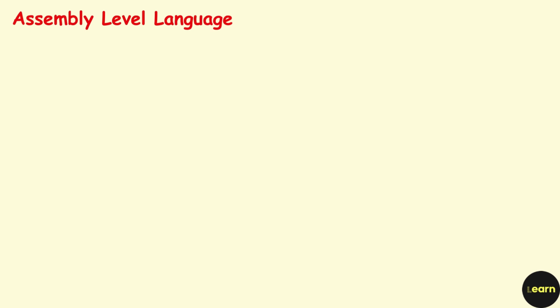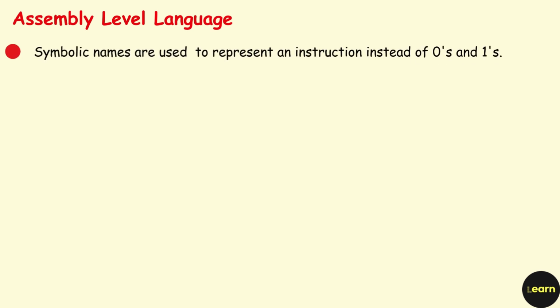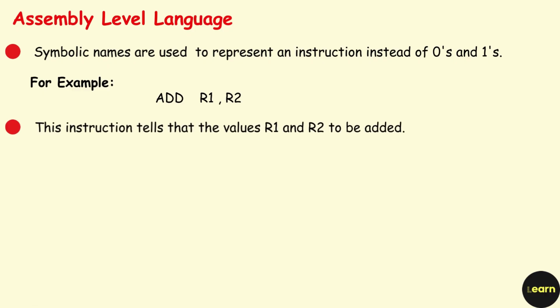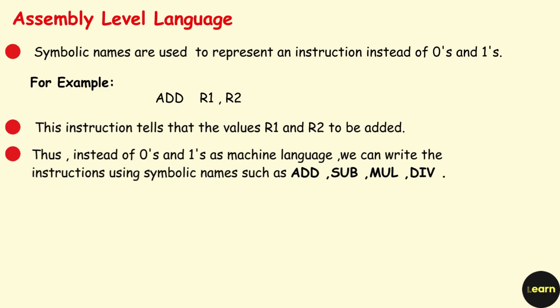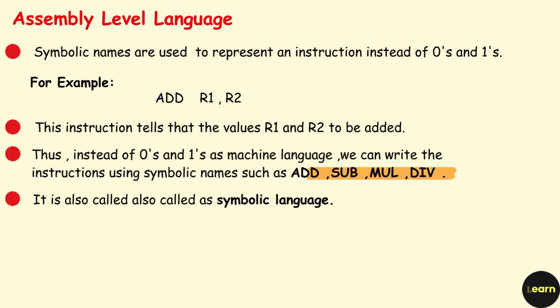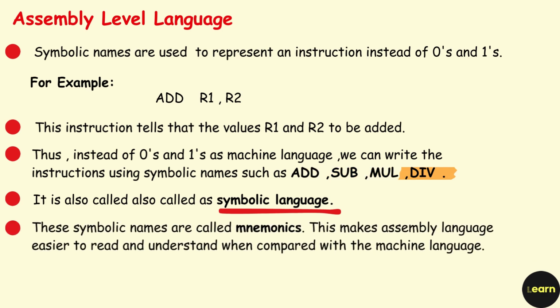Assembly-level language. Symbolic names are used to represent an instruction instead of zeros and ones. For example, ADD R1, R2. This instruction tells that the values R1 and R2 are to be added. Thus, instead of zeros and ones as in machine language, we can write the instructions using symbolic names such as ADD, SUB, MUL, DIV. It is also called symbolic language. These symbolic names are called mnemonics. This makes assembly language easier to read and understand when compared with machine language.